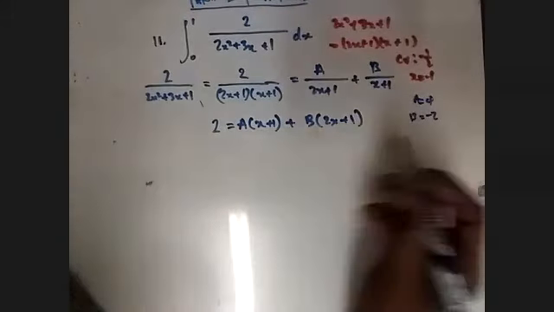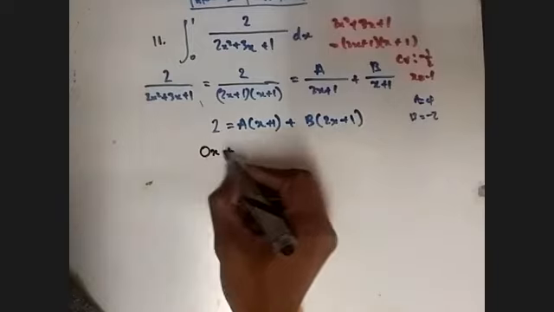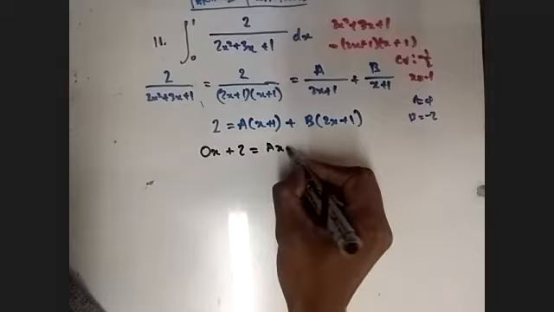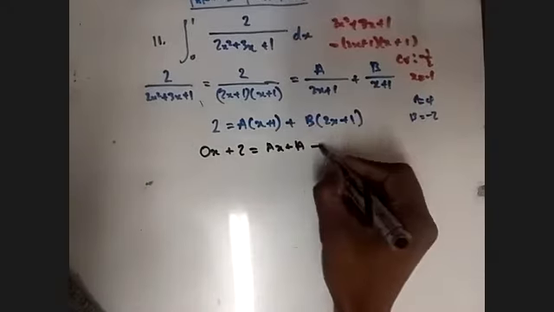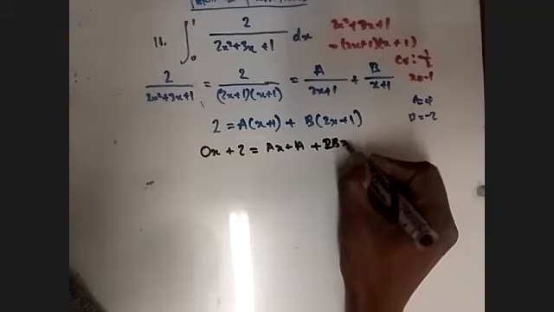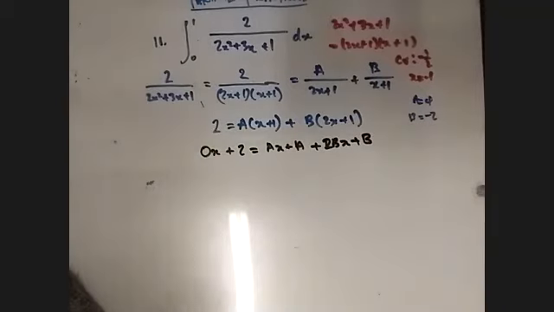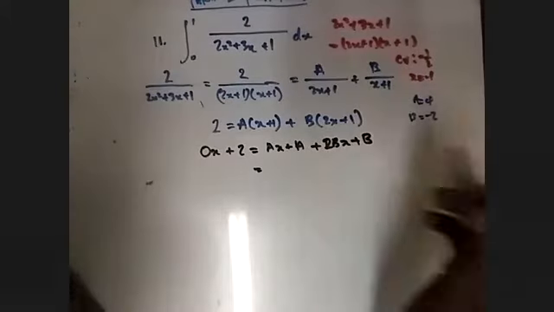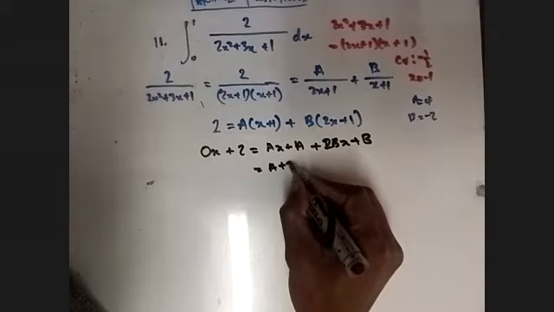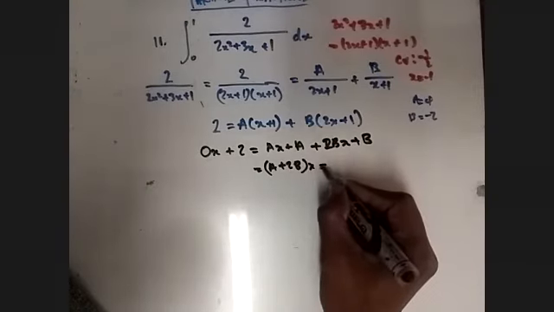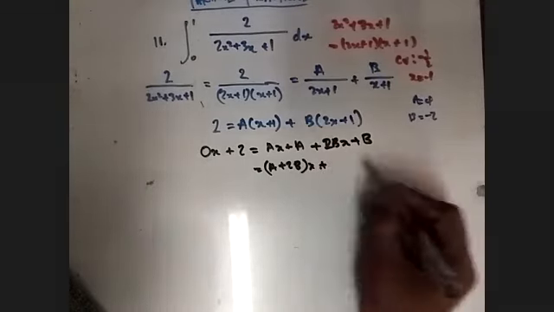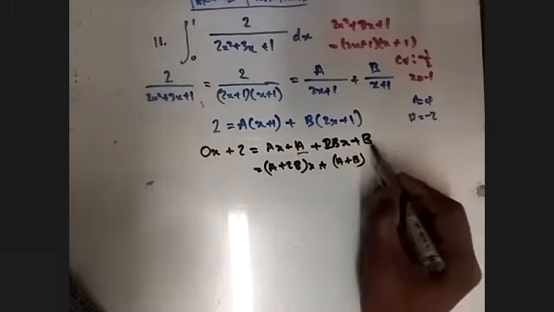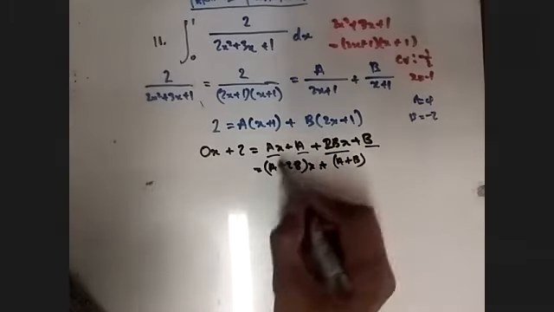The long method is, I like to write it like this: 0x plus 2 is equal to ax plus a, which is just multiplication, plus 2bx plus b. So we take each and every term without x and put it together, and every term with x and put it together. So a plus 2b in terms of x. Why do I say in terms of x? Okay. a plus b is coming from here, and these ones are with respect to x.